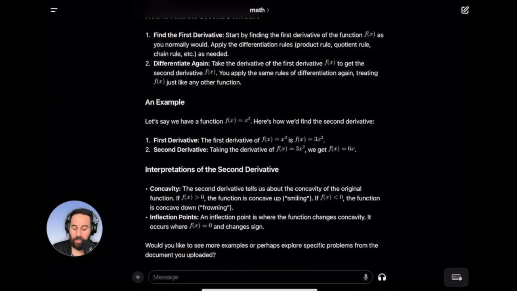Cool. Interpretations of the second derivative. Now we're talking about concavity. The second derivative tells us about the concavity of the original function. If the second derivative is greater than 0, the function is concave up, smiling. If it's less than 0, it's concave down, frowning. That's a cool way to remember it. Okay, inflection points. An inflection point is where the function changes concavity. It occurs where the second derivative equals 0.